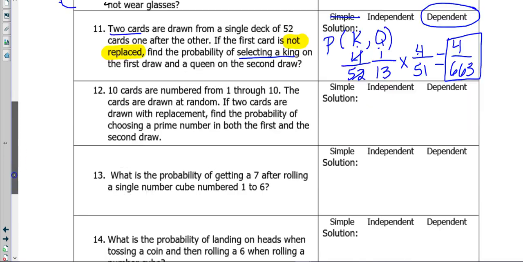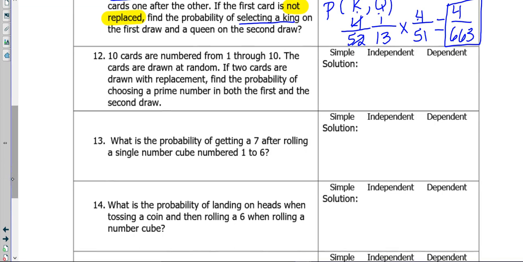Number 12. 10 cards are numbered from 1 through 10. The cards are drawn at random. If 2 cards are drawn with replacement, find the probability of choosing a prime number in both the first and the second draw. All right, so what I'm going to do for this one, we need to look at our numbers 1 through 10.